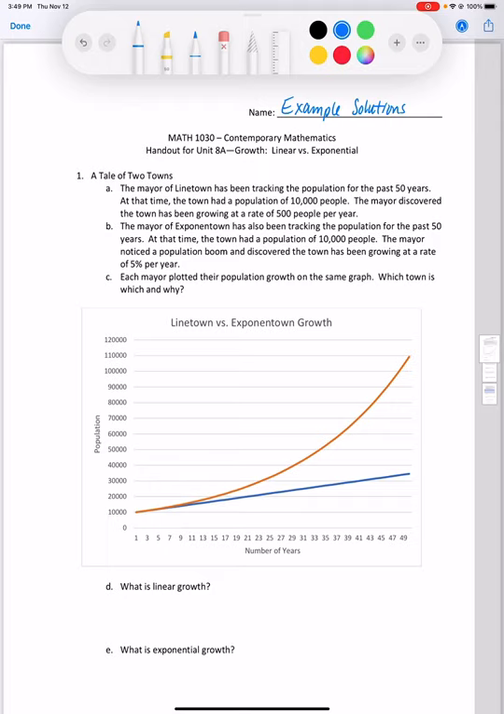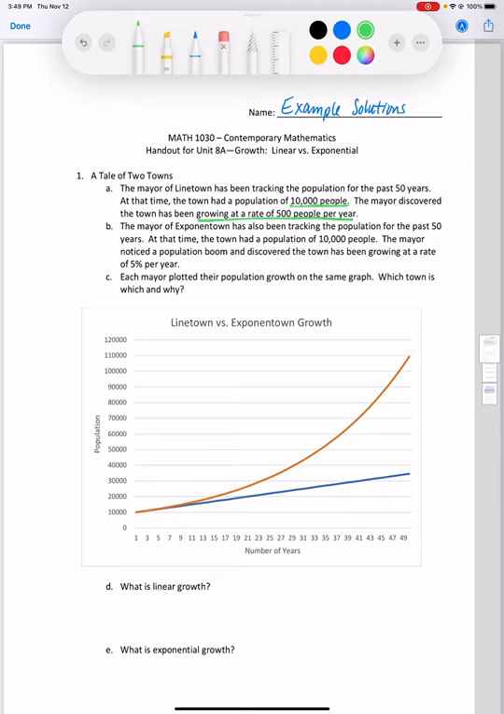The mayor of Liontown has been tracking the population for the past 50 years. At that time, the town had a population of 10,000 people. The mayor discovered that the town had been growing at a rate of 500 people per year. So growing at a rate of 500 people per year is the important part for this statement. 10,000 people to start.